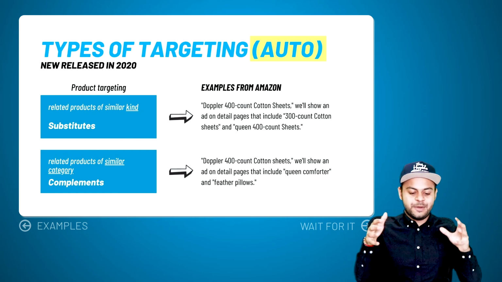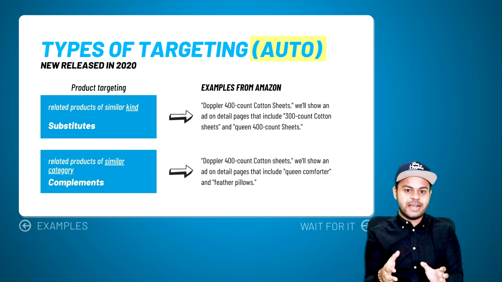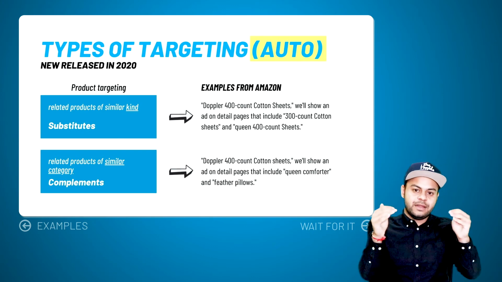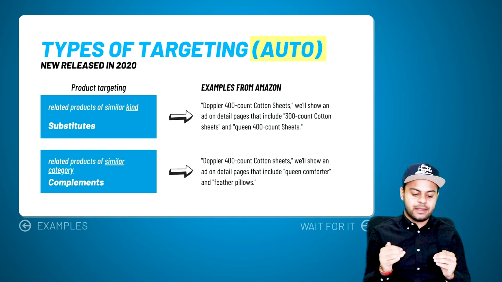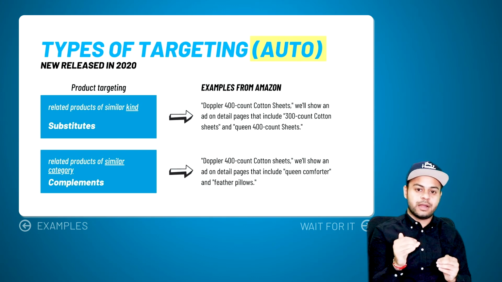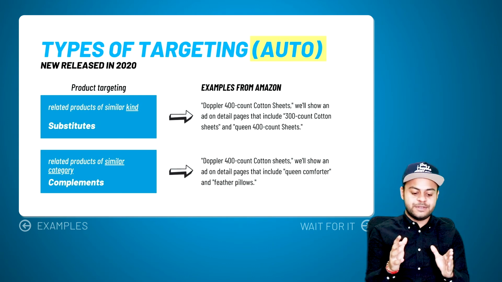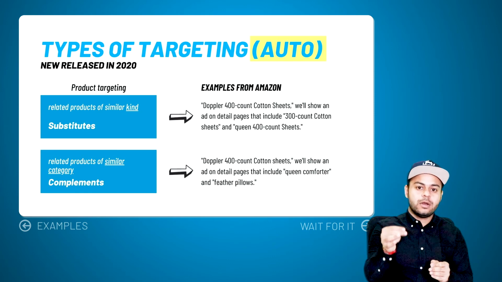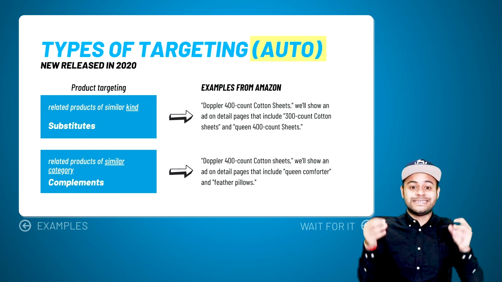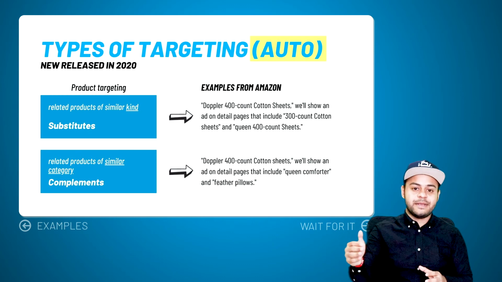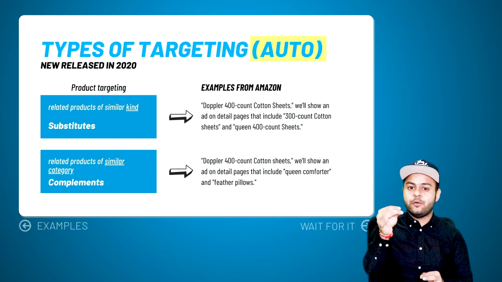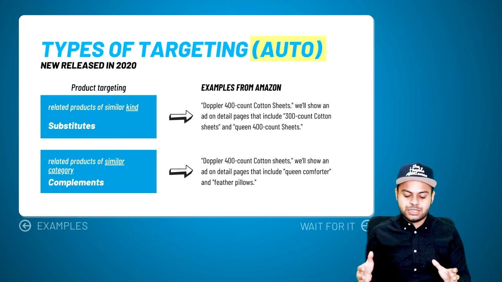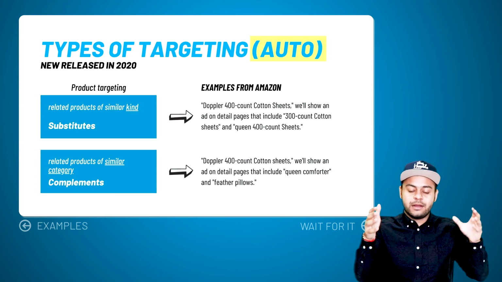So this brings us to the final segment of the theory aspect of this video, which is product targeting for automatic campaigns. Within automatic campaigns, like I said in the beginning, there are two different kinds of product targeting. One is called substitutes, which means Amazon is going to show your product ad on other products which are of similar kind. Taking the same example, if you're trying to sell Doppler 400 count cotton sheets, your product will be shown for 300 count cotton sheets or Queen 400 count sheets.